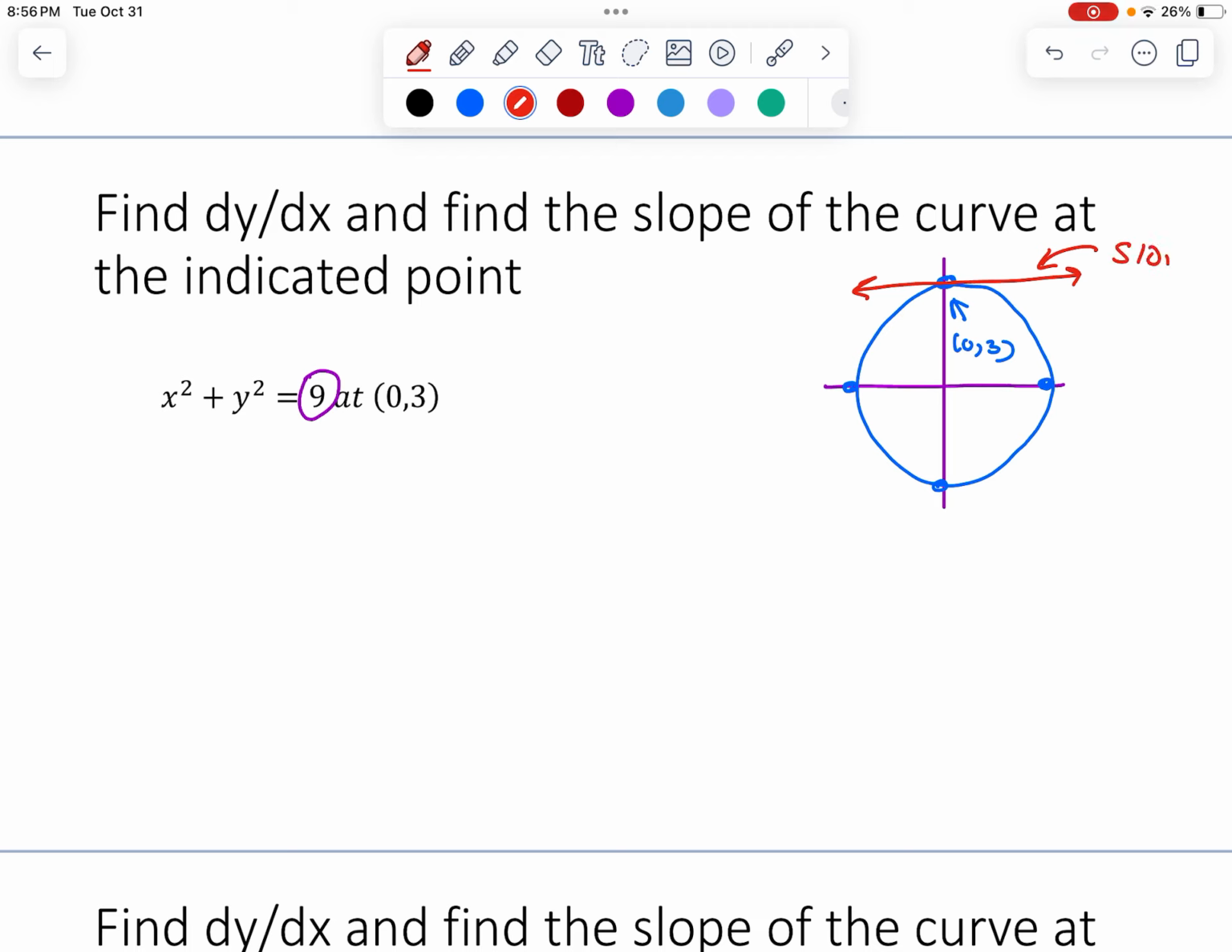It is 0. The slope out there is 0. So our answer to this question should come out to be 0. But let's just do it for fun. So we've done problems like this one. This one is so much easier than the last one we did.